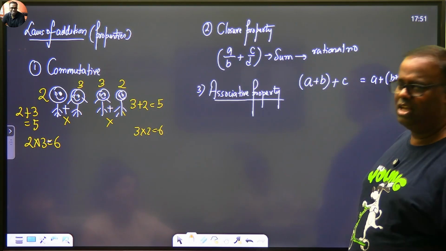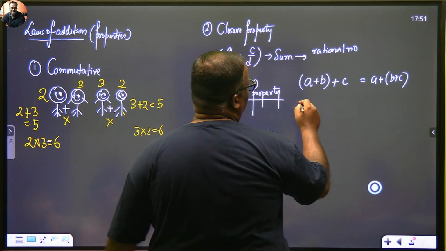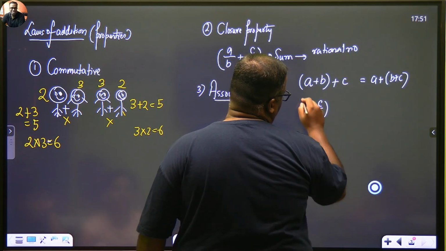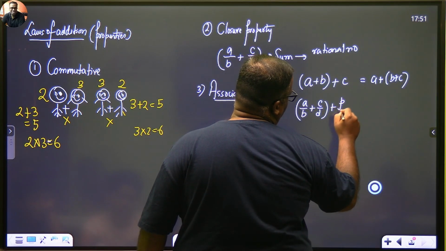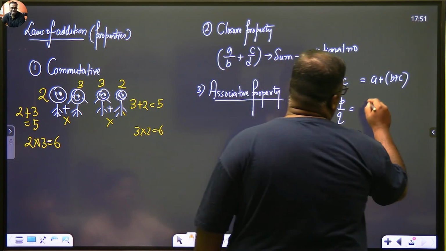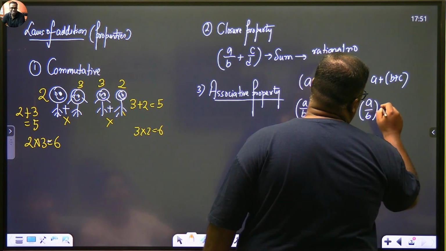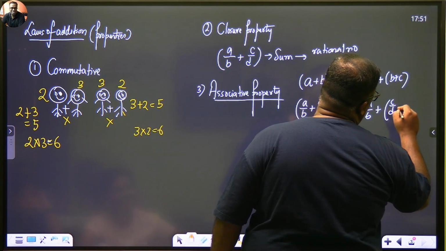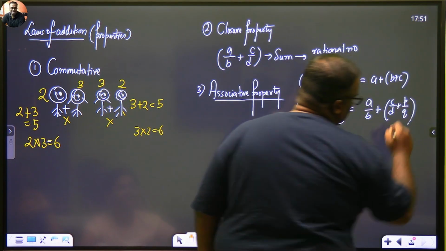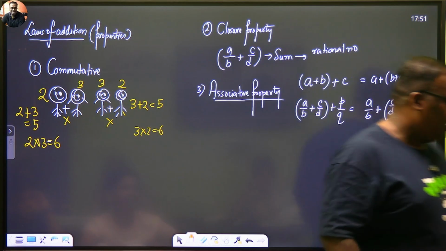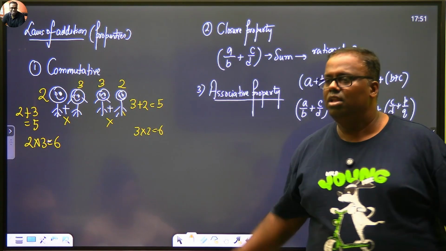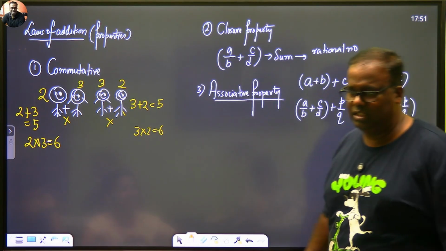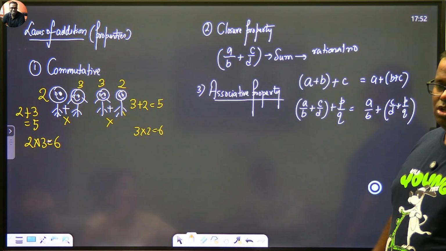Now let us see this in rational number format. Let's say we have a rational number a by b and we are adding it with c by d, and we have another rational number p by q. This is the same as you give preference to c by d plus p by q. Now children, what type of questions will we get? We'll get questions in which three rational numbers will be given to us, and we have to prove that the associative property holds. So how do you prove it?